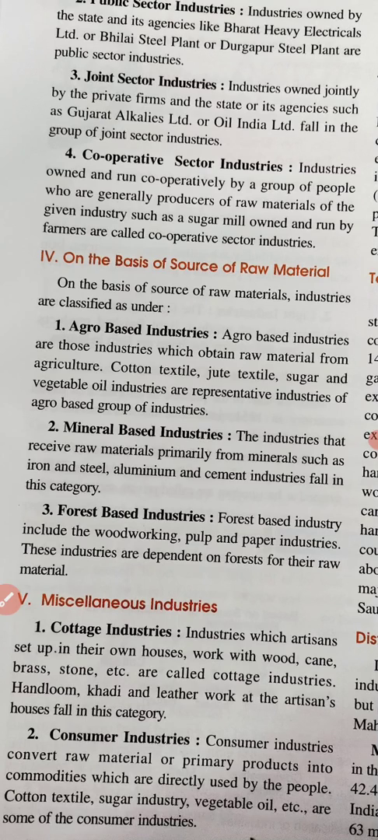Okay, now consumer industries are those that convert raw material or primary product into commodities which can be directly used by the people. Okay, the industries which produce consumer goods, like the soap industry is there. Okay, or scent industry, perfume, like all these industries which sell consumer goods are called the consumer industry.